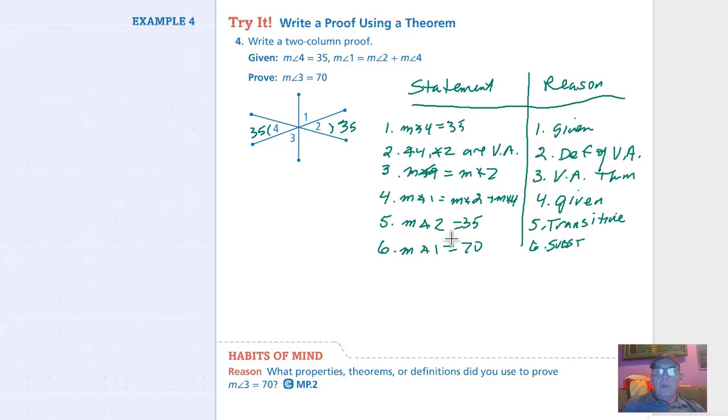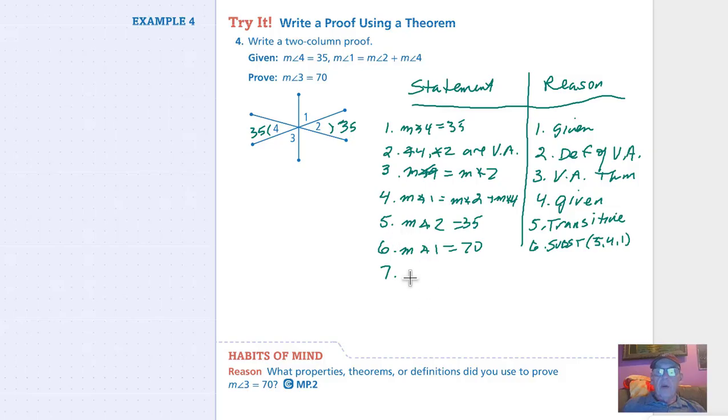And I used, let's see, step 5. And I used step 4. And I also used step 1. So I'm making a note for myself of how I did the substitution. I used 4b and 35 from step 1. I used 2b and 35 from step 5. And I used that 1 was equal to 2 plus 4 in step 4, which left me with the 70 degrees. So I kind of combined a couple steps there. But we got measure of angle 1 is equal to 70.